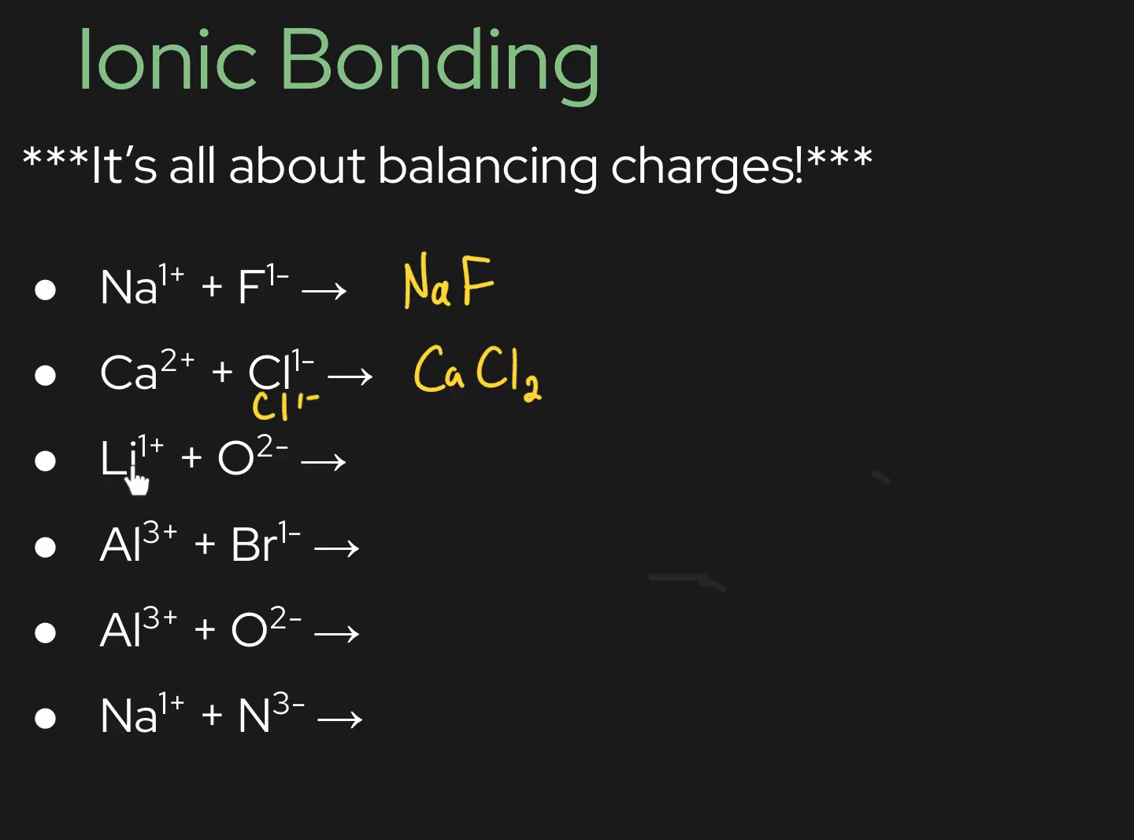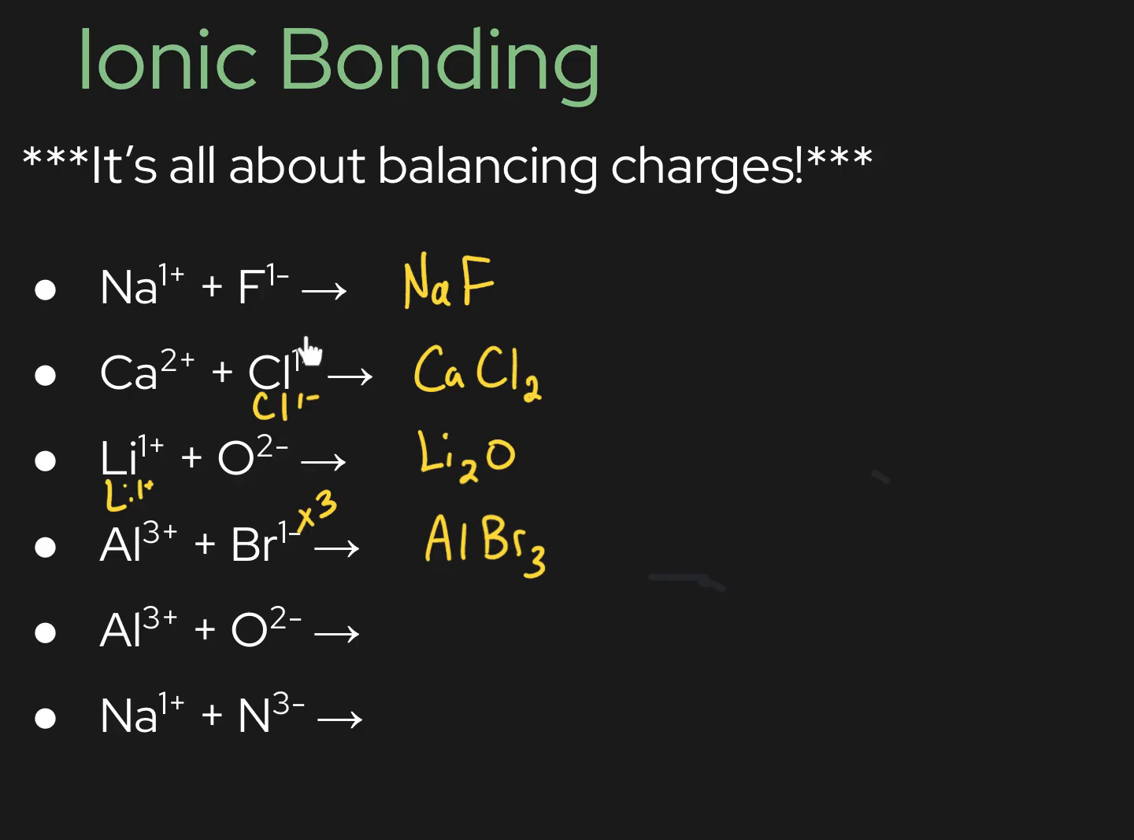In this next one, I have lithium, which is 1 plus, and oxygen, which is 2 minus. Now this time, I need to double the cation because I have more negative charge than I do positive charge, and so I need 2 of the 1 pluses to equal 1 of the 2 minuses. So when I write this, it's Li2O. Next, I have aluminum, which is 3 plus, and bromine, which is 1 minus. So I need 3 times these. When I write the formula, it's AlBr3.